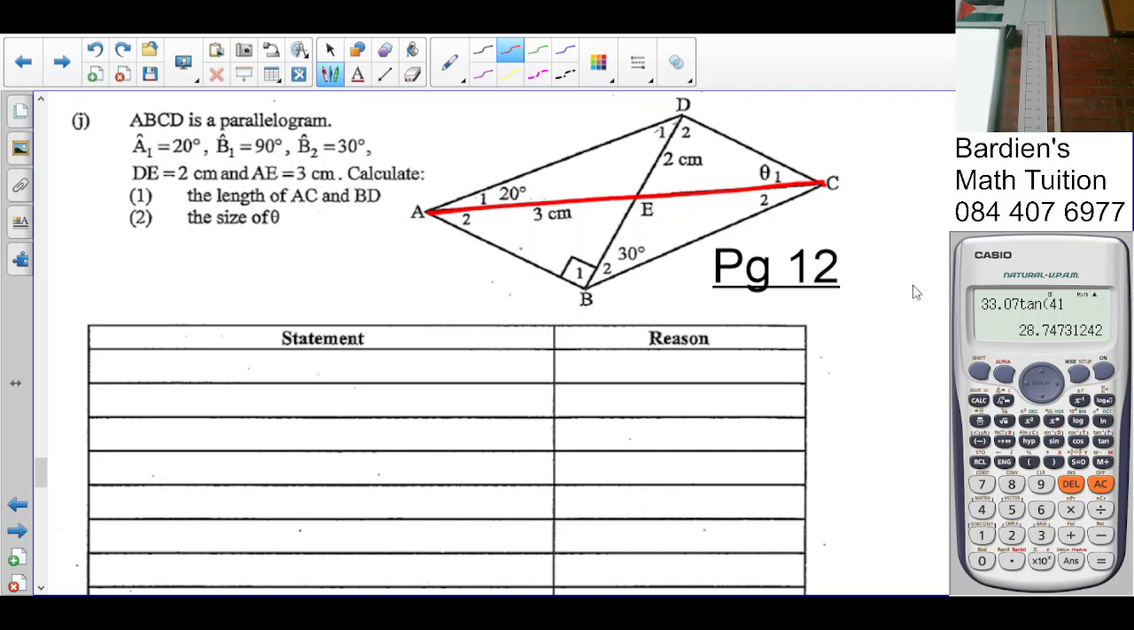So we know that CE is 3 centimeters. Why? Not given. What is bisecting? The diagonals bisect each other in a parallelogram. So therefore, AC is equal to 6 cm. No reason required.